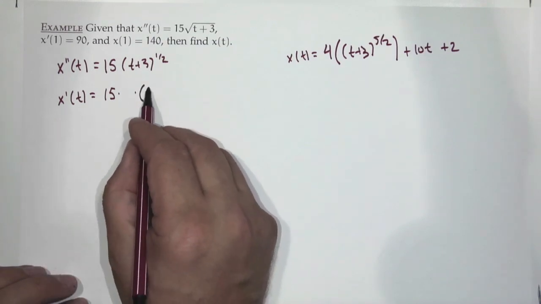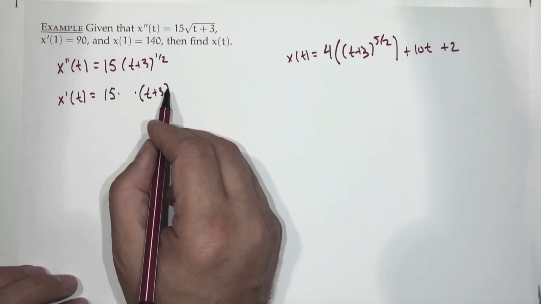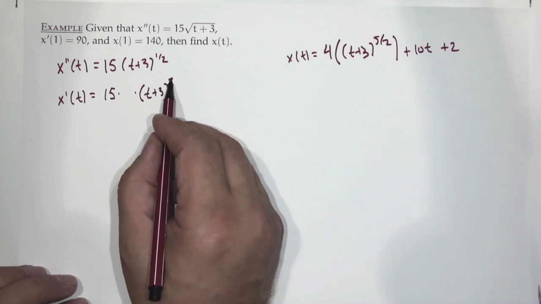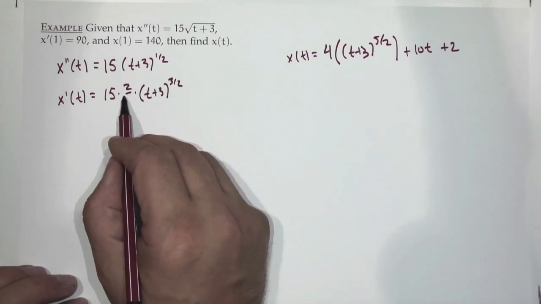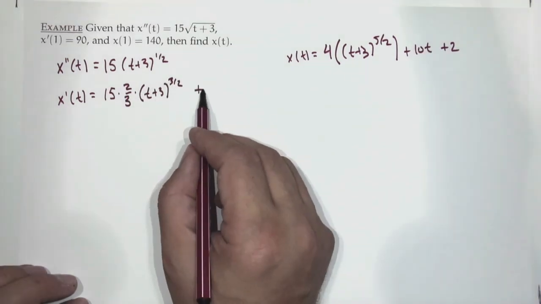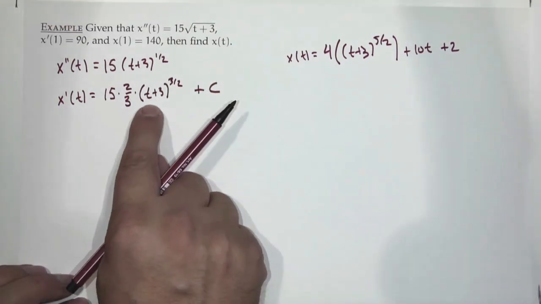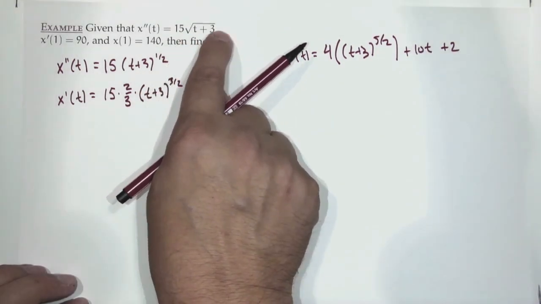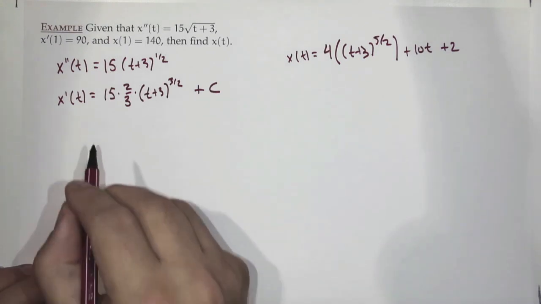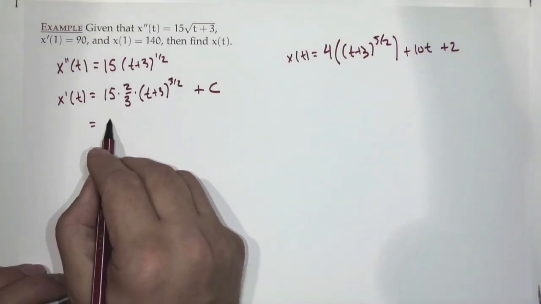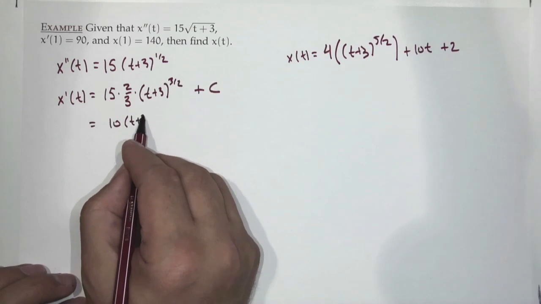Well, you'd have t plus 3 to what power? 3/2. And then we'd multiply by 2/3. And then tack on a plus c. Now, why do we get away with that here? Well, because it's the variable plus a constant. There's no like t squared or t cubed or nothing. It's just t. So this works just as if it were a normal t instead of a t plus 3. Or if you like, that's the same as 10, t plus 3 to the 3/2.